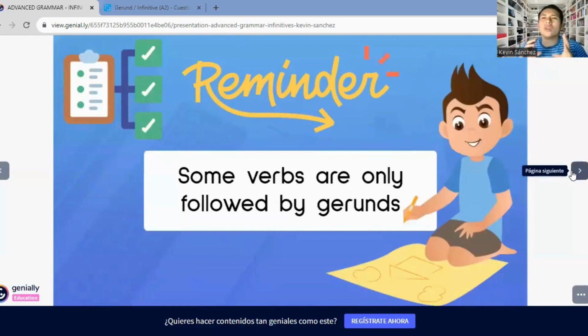Now let's talk about the reminders. In this part, what I can tell you is that sometimes we have some verbs that are only followed by gerunds or by infinitives. We have some others that are followed by the same, and the meaning is totally the same, but we have others that can be followed by gerunds or infinitives. But pay attention, the meaning changes when you use a gerund or when you use an infinitive. So that's why it is something that you must bear in mind.